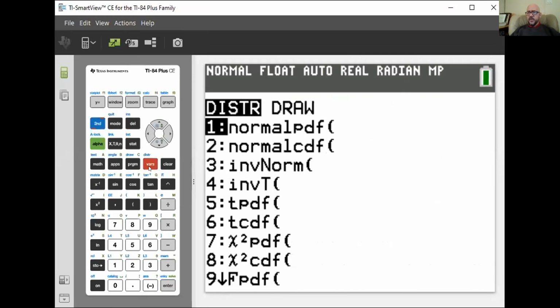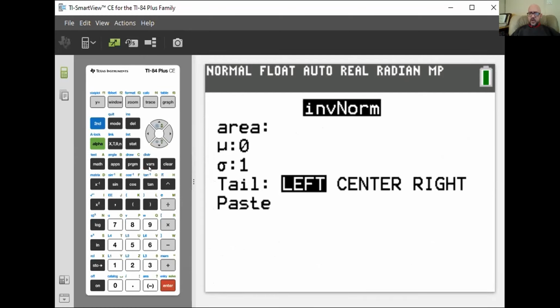Inverse norm is found in the same place, by the way. It's right here, just number 3, right under normal CDF: inverse norm. Area to the left is 10%. If you put in 10, by the way, it will not accept that. It has to be in decimal form. Our mean was 64.5 inches, and our standard deviation was 2.1 inches.